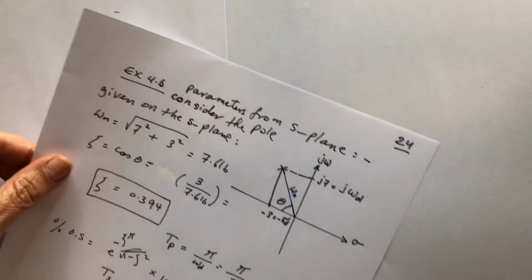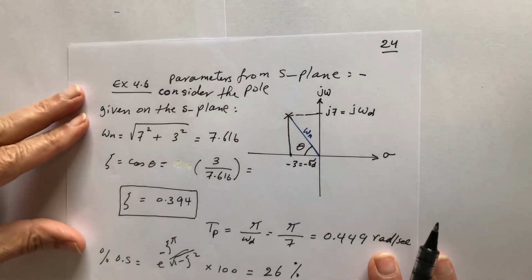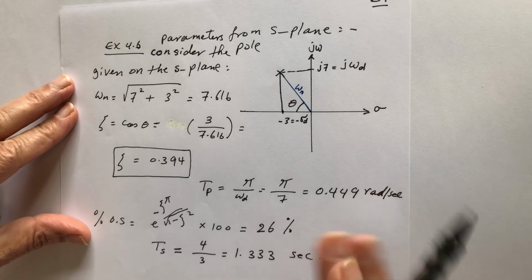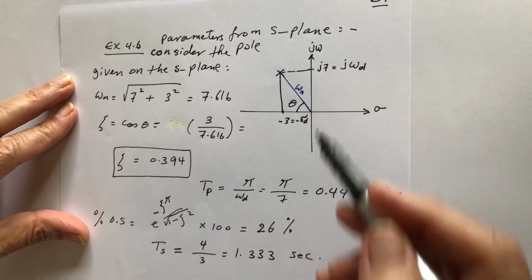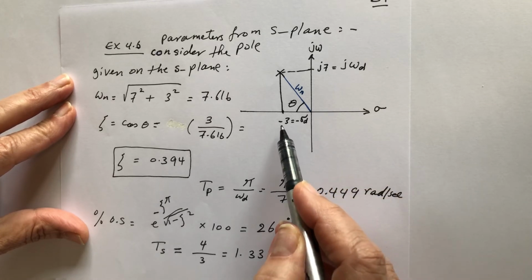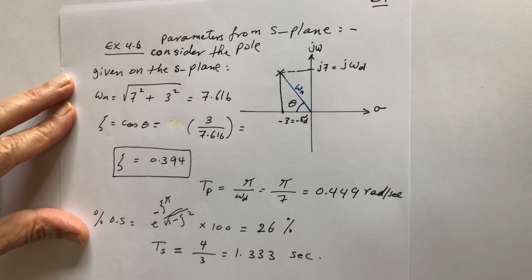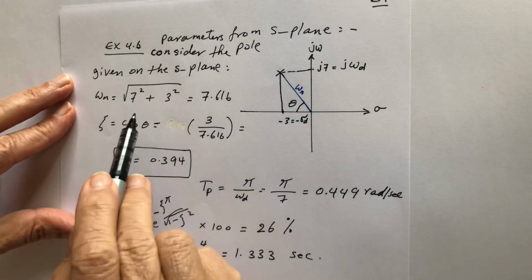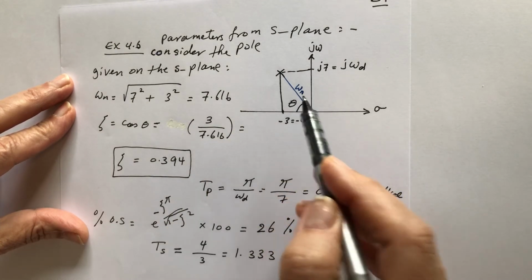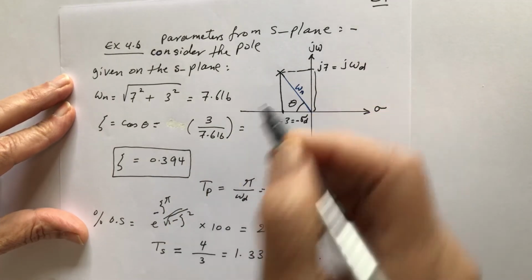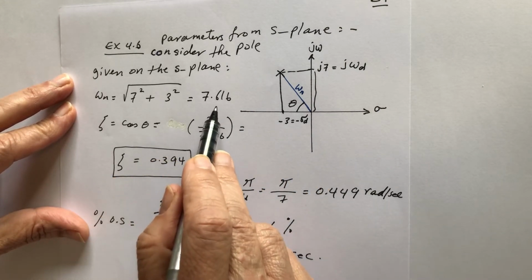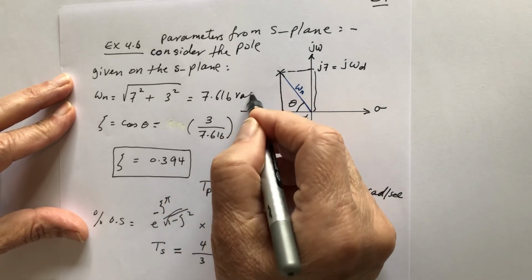Let's have, let's say, a straightforward example. Imagine that you are given this example. We have an S-plane with omega d equal to 7 and sigma d equal to 3. So we will find the other parameters that are missing. We find omega n, which is the square root of 7 squared plus 3 squared, and it equals 7.616 rad per second.